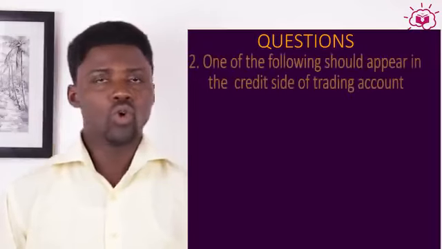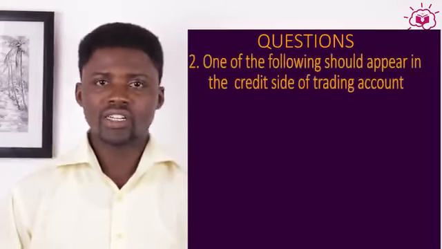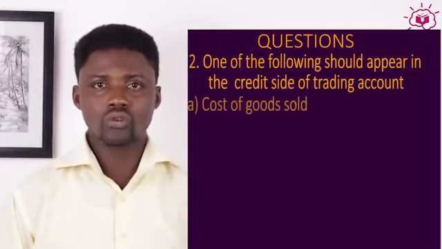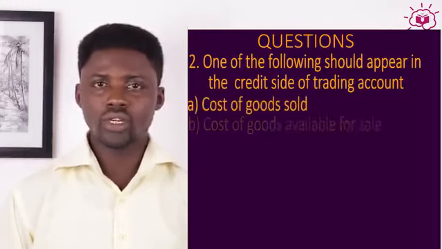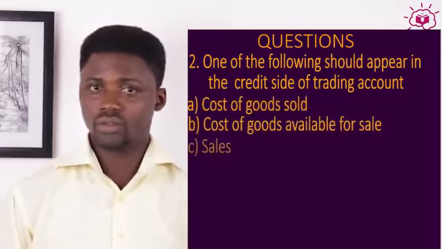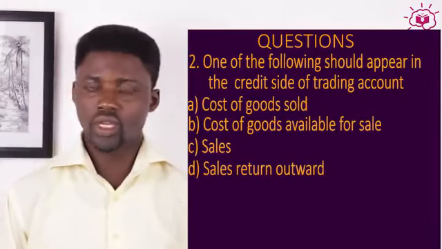Second question: one of the following should appear in the credit side of trading account. A. Cost of goods sold. B. Cost of goods available for sale. C. Sales. D. Sales return outward. E. Stationery.